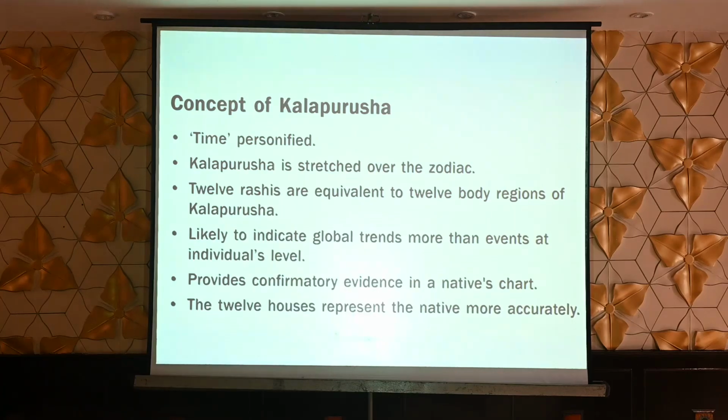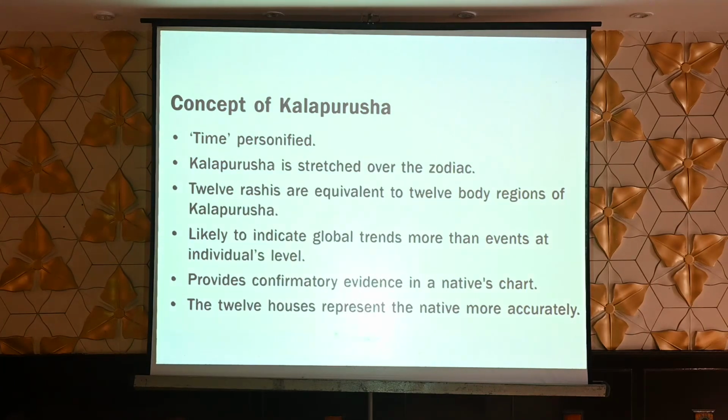What I mentioned here is likely to indicate global trends more than events at individual level, because if you say that a certain Rashi is affected, then that body part will be affected adversely or favorably. But the planets stay in Rashis for a very long time. For example, Saturn stays in a sign for 2.5 years. So if Saturn is afflicting a particular sign, you will expect it to be affecting it for 2.5 years continuously. So that may not apply to the individual. That would probably apply on a global level.